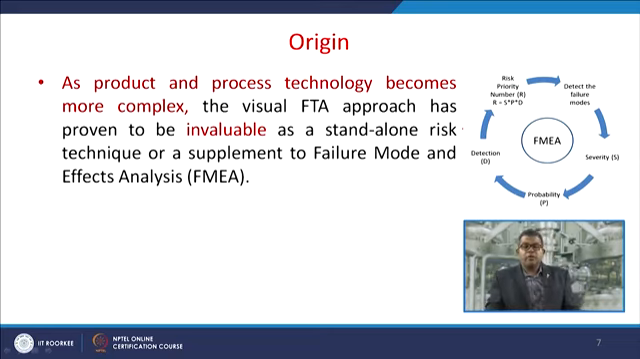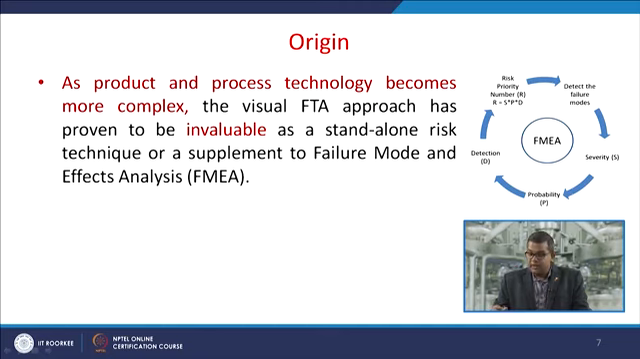Now let us discuss the origin of this. As product and process technology becomes more and more complex, as we have already discussed with one example, the production of ammonia, the visual fault tree analysis approach has proven to be invaluable as a standalone risk technique or as a supplement to the failure mode and effect analysis. Here you have FMEA, that is the failure mode and effect analysis.